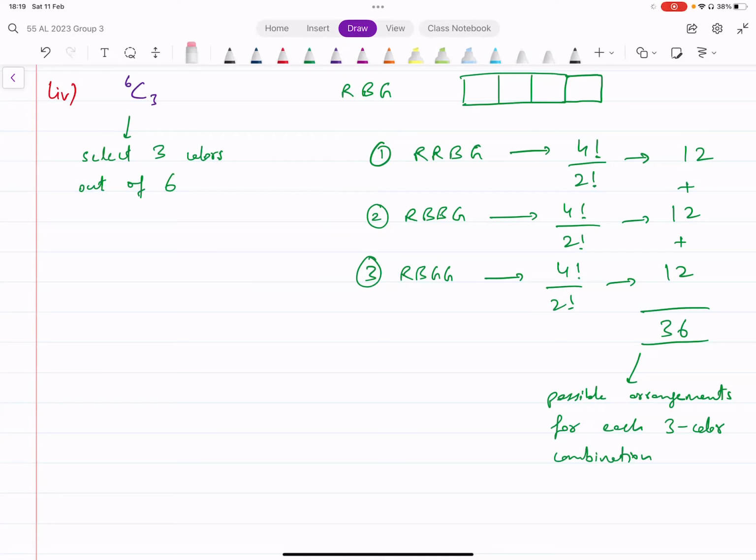Okay. Now, what's the total number of arrangements that you would get in this case? 6C3 आपके color combinations हैं. हर combination को arrange करने के कितने ways हैं? 36. Right? And that's going to give you the result. This is going to be the total number of possible arrangements that you get in this case. Is that okay?